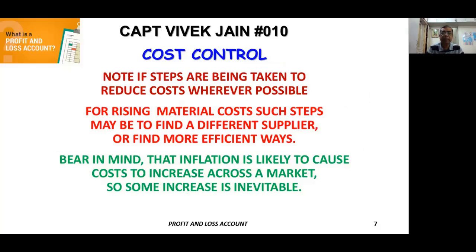Note if steps are being taken to reduce the costs wherever possible. This you can also get if you study the successive profit and loss reports of the company. For rising material costs, such steps may be to find a different supplier or to find more efficient ways. But at the same time, you have to bear in mind that inflation is likely to cause the costs to increase. So some increase is inevitable.